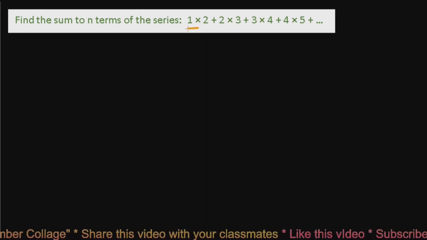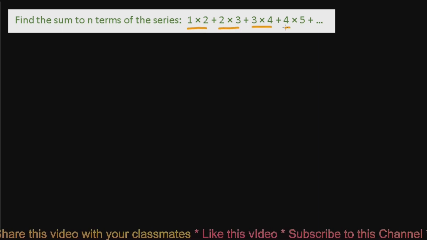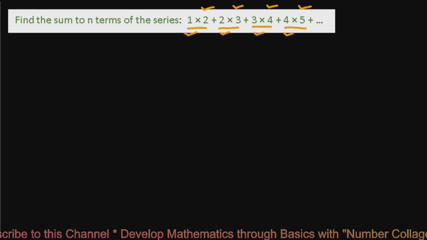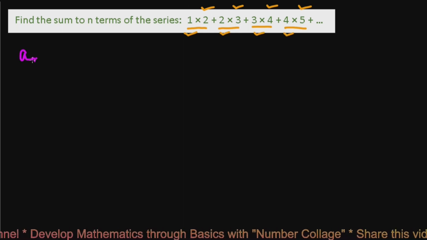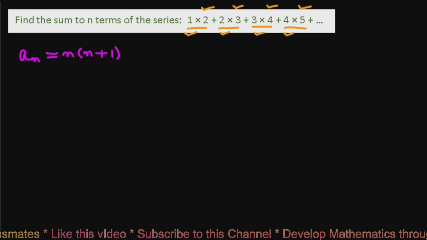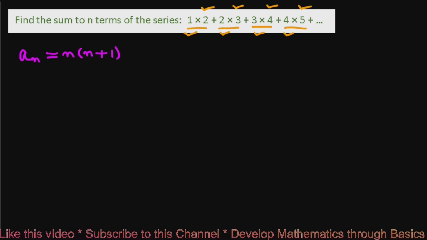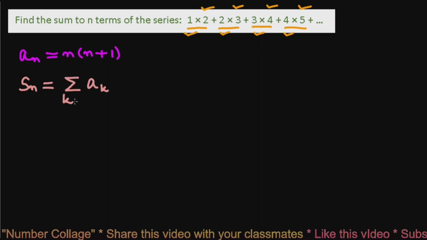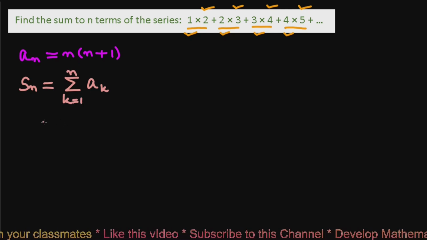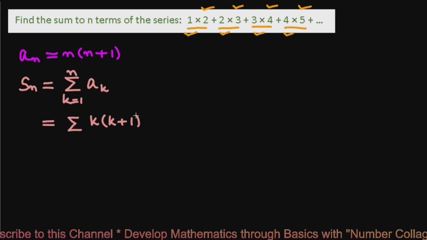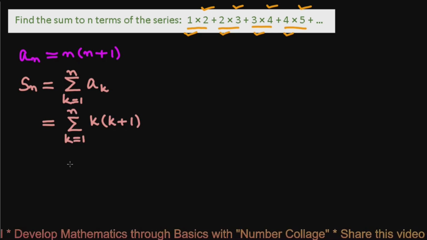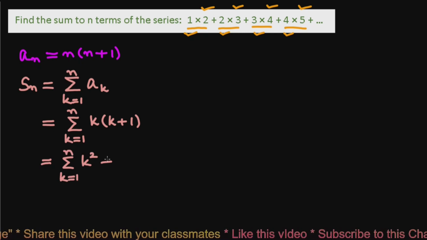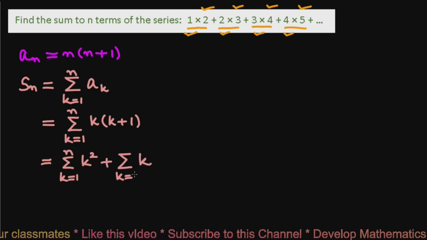In each of these terms in the series, we find that the second number is bigger than the first number by 1. So the nth term an will be n into n plus 1. The sum of the first n terms of the series can be expressed as Sn equals summation ak, where k runs from 1 to n. That will be summation k into k plus 1, where k runs from 1 to n. That will be summation k square, k runs from 1 to n, plus summation k, k runs from 1 to n.